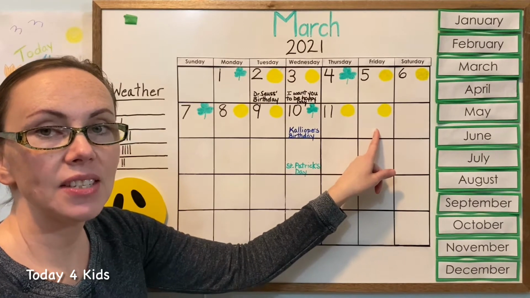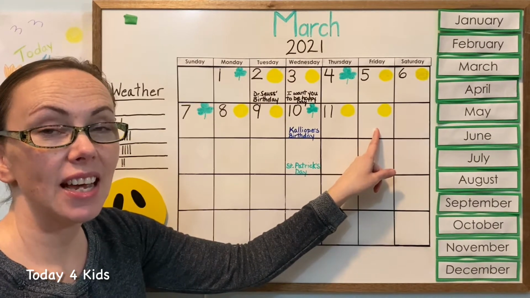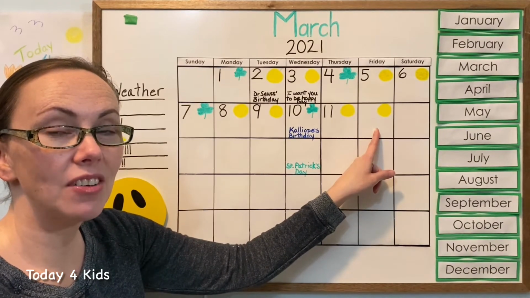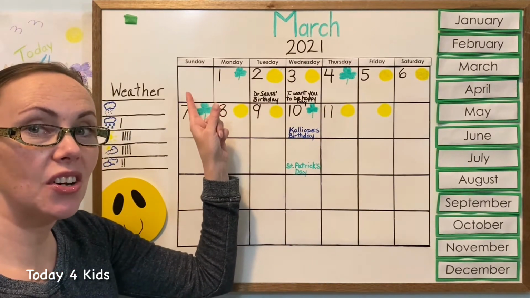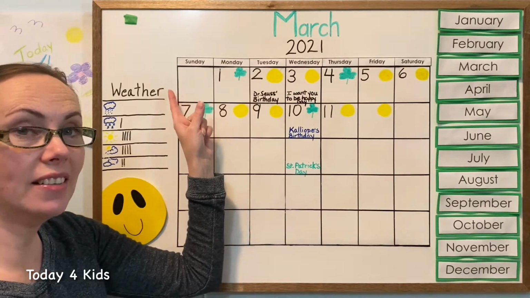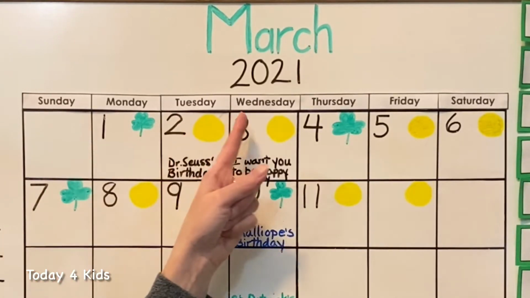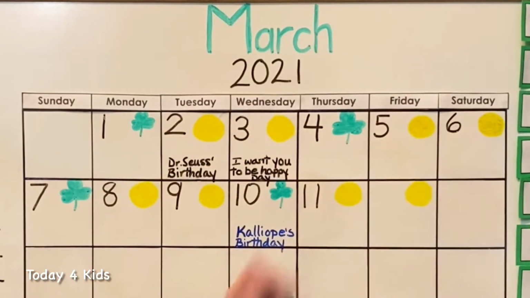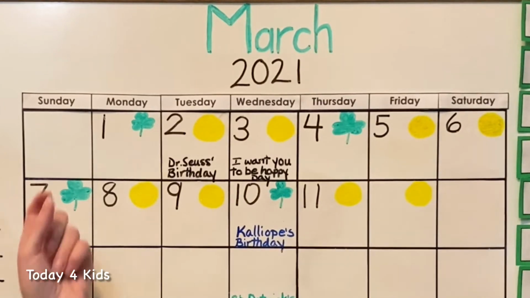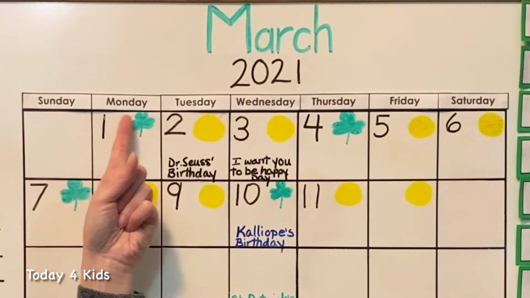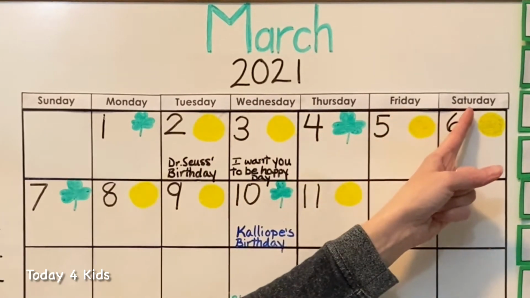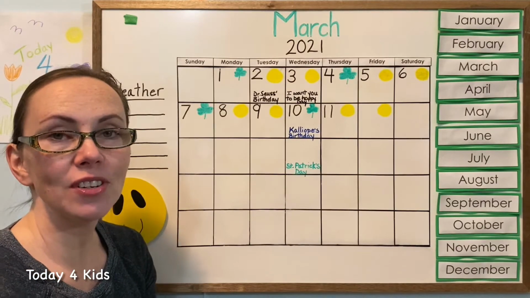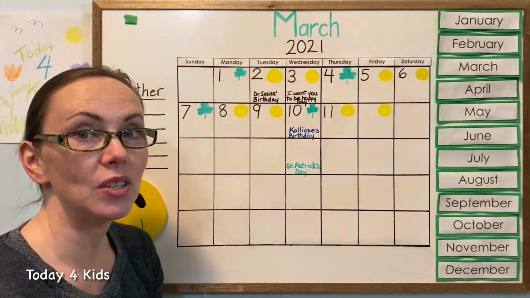Now that we've colored in our yellow circle and we know this is our square for today, let's figure out what the name of the day is. And do you remember how many days we have in the week? Let's go up to the top, we'll count them together and then say the names. Are you ready? 1, 2, 3, 4, 5, 6, 7. There are 7 days in the week. Sunday, Monday, Tuesday, Wednesday, Thursday, Friday, Saturday. Good job. Thank you for saying that with me. It's much more fun when we do it together.